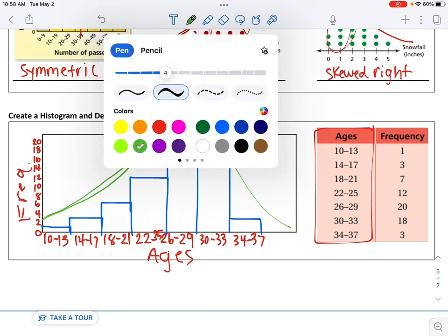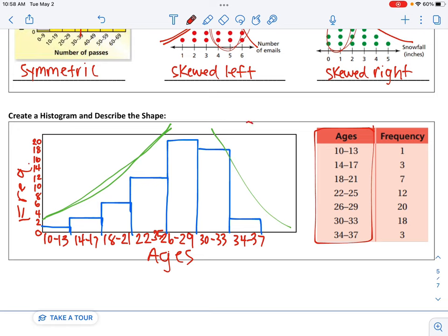So this would be skewed left. Just write that somewhere on your paper. All right.